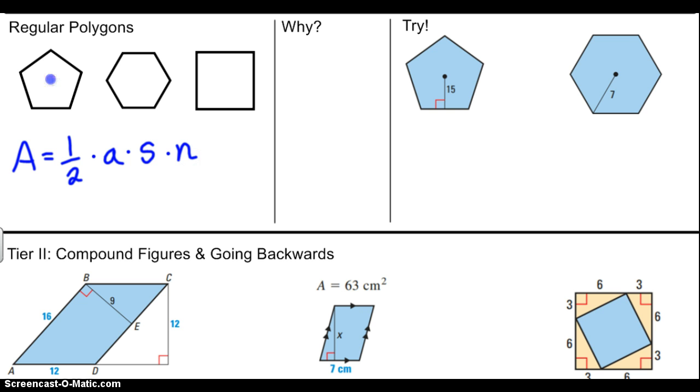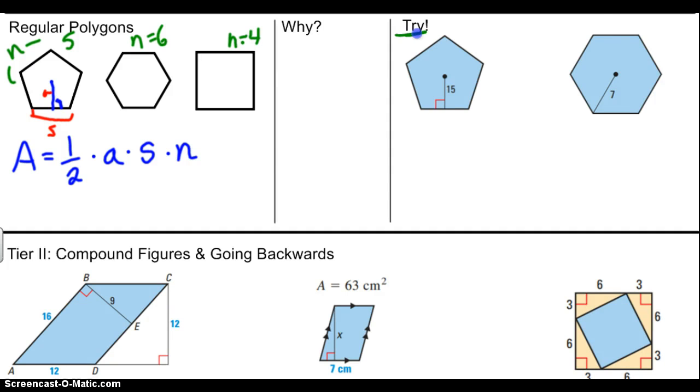The apothem of a polygon is the distance from the center of the polygon to the edge, or to a side that's perpendicular. That's called the apothem. That's A. The side length right here is S, and the number of sides is just the number of sides in the polygon. In this case, there are 5 sides. In this case, there are 6, and in this last one, there are 4. Okay. Now, we're not going to get into why that works, and I'll just try one right here for you.